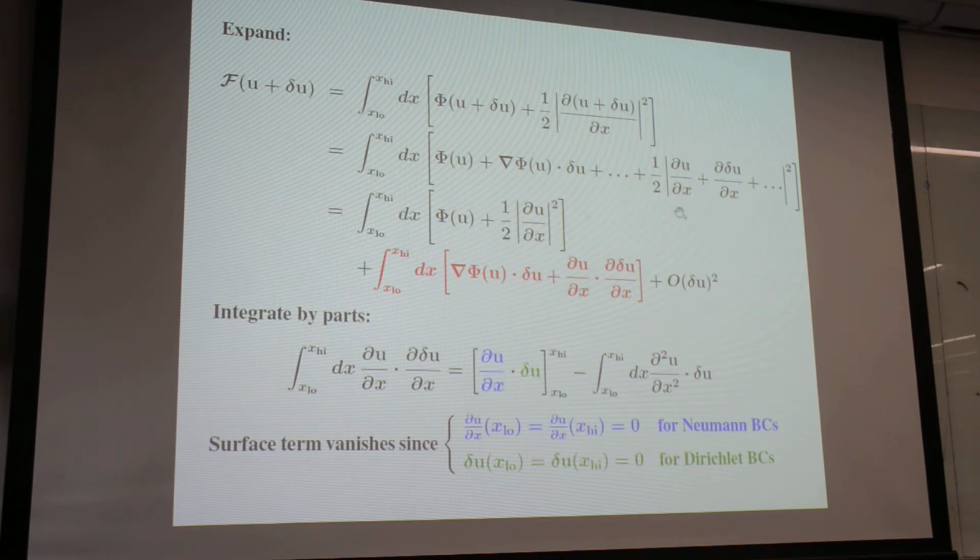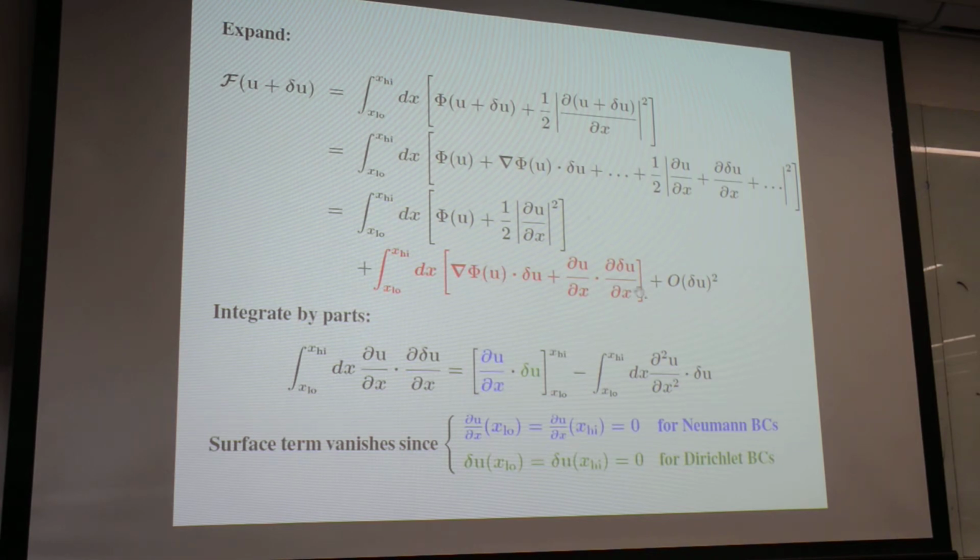As opposed to these, which are derivatives with respect to x. Okay, and my next term was the cross term, so the 1/2 with the 2 goes away, and I have du dx times delta u dx. And then I have higher order terms.